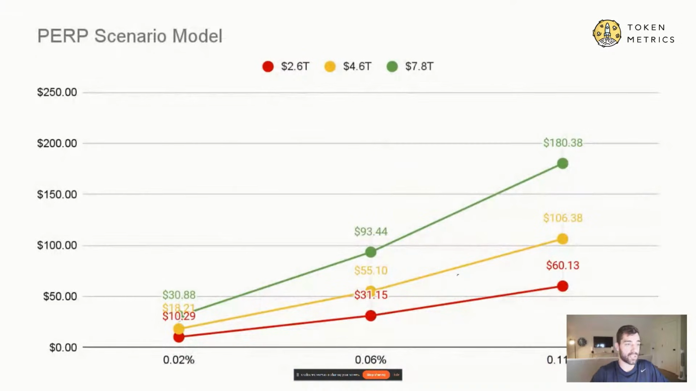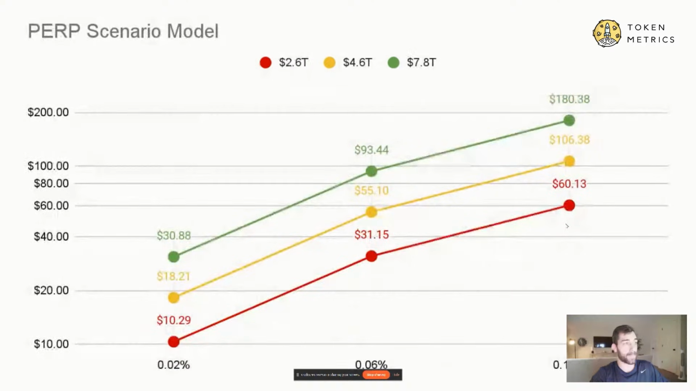So I've taken this chart data and constructed some charts for you guys. This is a linear view. You can see our most bullish scenario here in green, our more conservative or realistic scenario here in yellow, and our more bearish scenario here in red, right? And this is just a logarithmic view of the exact same data. It's just a different scale. It's a logarithmic scale so that you can actually see these numbers here, right? So those are our Perp scenario models.